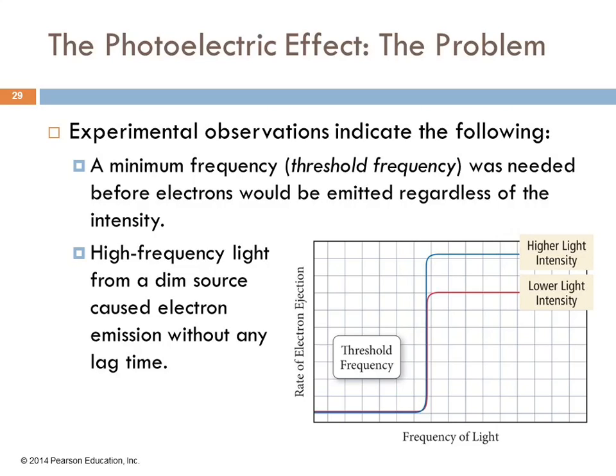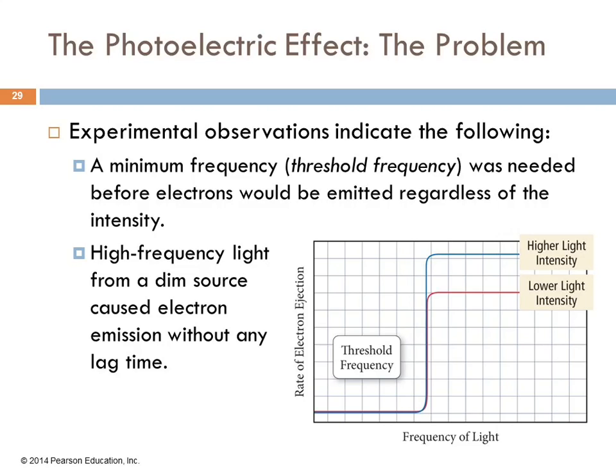Just treating waves of light as waves would say that there should be a lag time. It's giving energy to the metal. After a while, there should be enough energy built up there for the electrons to come out. But that's not the case. The light has to be at a certain threshold frequency before any electrons are going to come out.